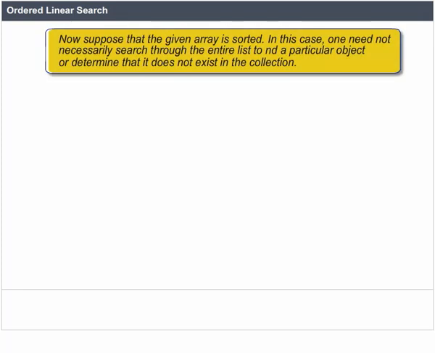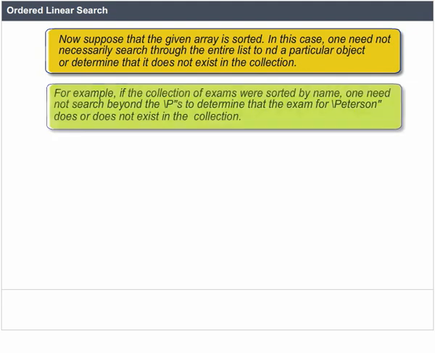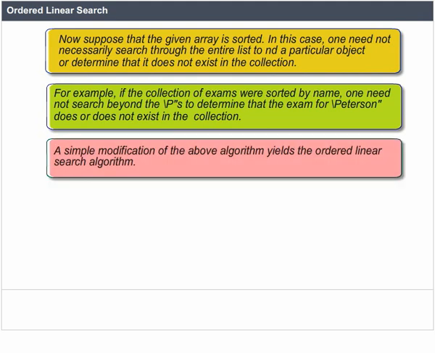Ordered linear search. Now suppose that the given array is sorted. In this case, one need not necessarily search through the entire list to find a particular object or determine that it does not exist in the collection. For example, if the collection of exams were sorted by name, one need not search beyond the P's to determine that the exam for Peterson does or does not exist in the collection. A simple modification of the above algorithm yields the ordered linear search algorithm.